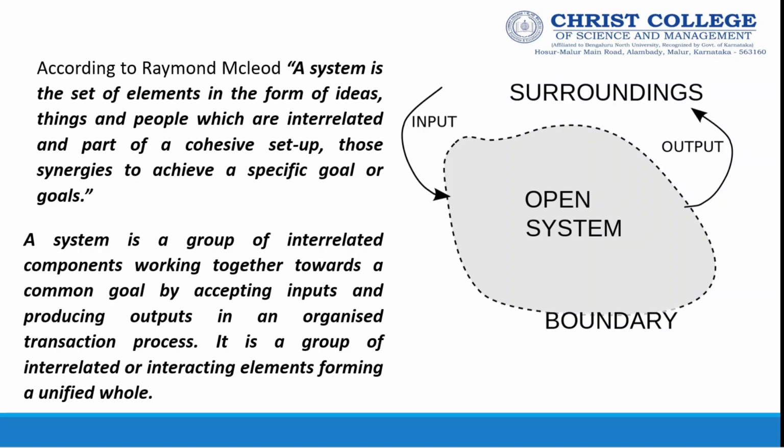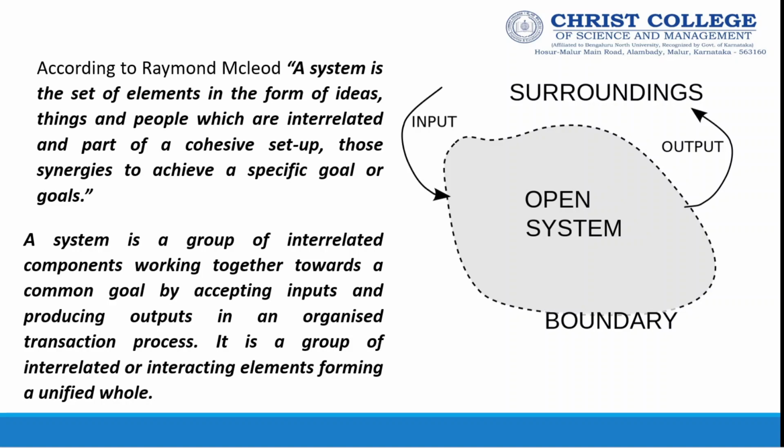So let us see what is a system. A system is a set of elements in the form of ideas, things and people which are interrelated and part of a cohesive setup, that synergize to achieve a specific goal or goals. It is a set of elements or components which are interrelated and integrated in order to produce certain specific goals. It is a group of interrelated components working together towards a common goal by accepting input and producing outputs in an organized transformation process.